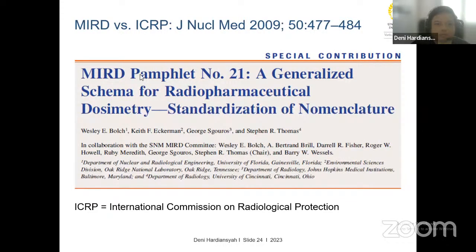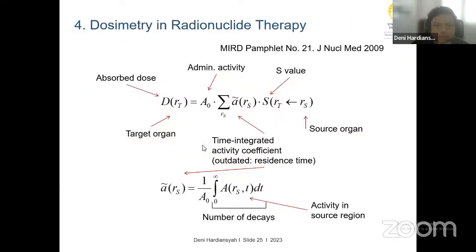And then this is one of the famous publications, MIRD pamphlet number 21, a generalized scheme for radiopharmaceutical dosimetry. This is also related to the ICRP, the International Commission on Radiological Protection. In here, you can read it, and you will get the information on how one can calculate the radiation absorbed dose. And this is how we calculate it actually.